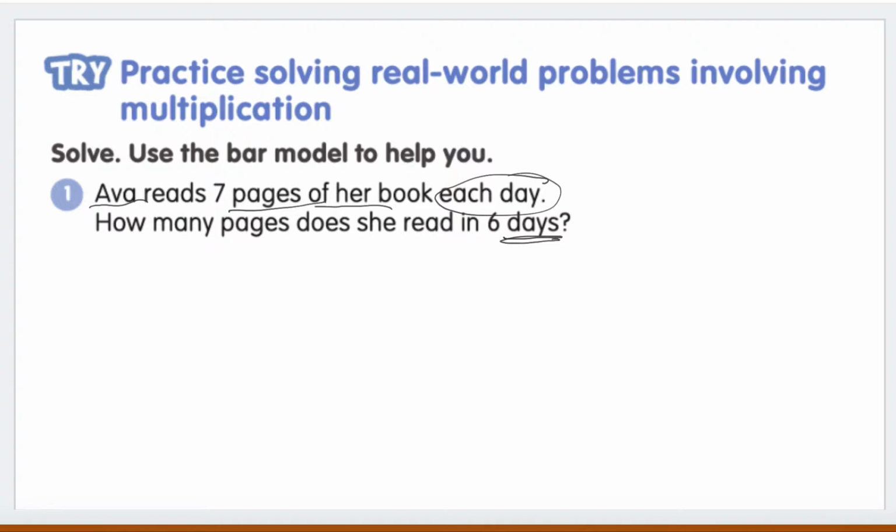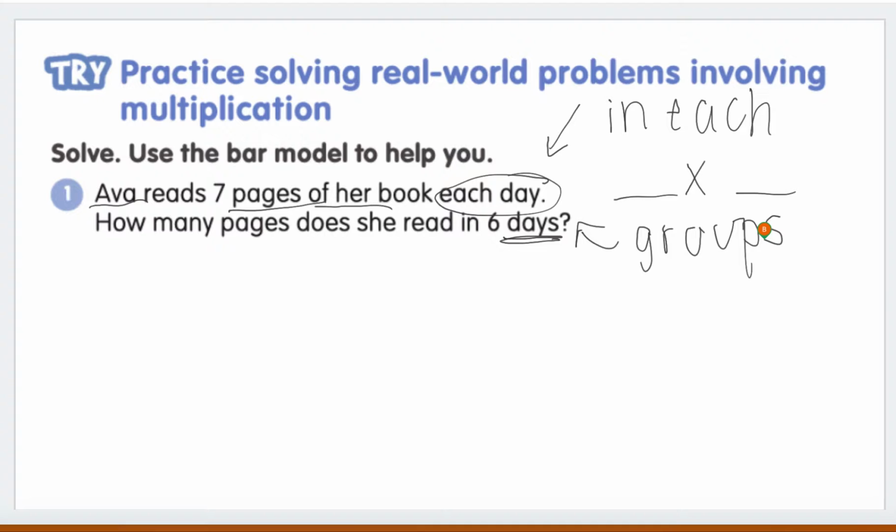Next step, I want to begin to add the numbers in and see what information I can represent using a bar model. Ava reads 7 pages of her book each day. So here, I'm able to recognize that 7 pages is the number in each group. That's going to be part of my multiplication fact that I'm probably going to use at the end after I create my model. And then 6 days is the number of groups.